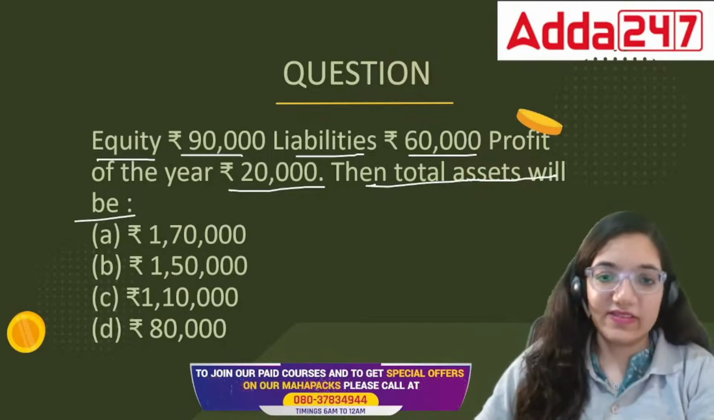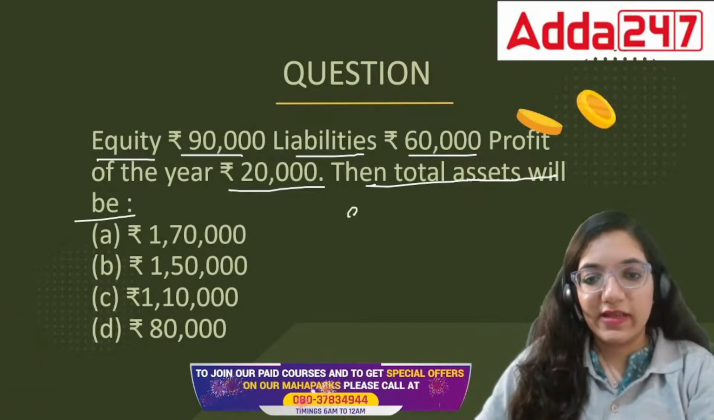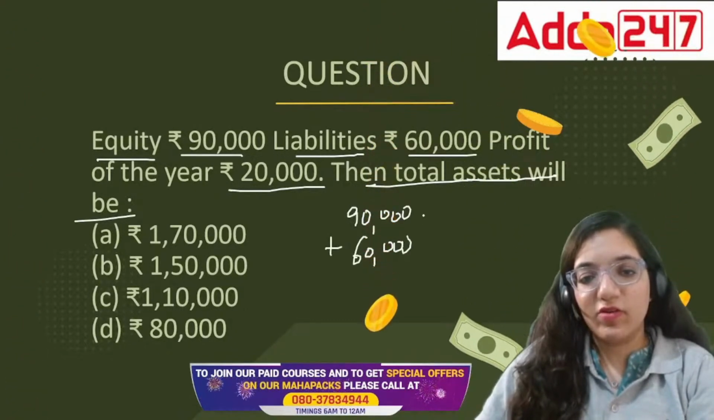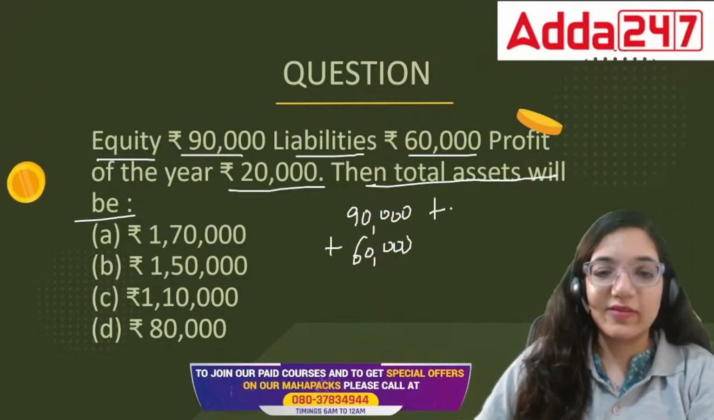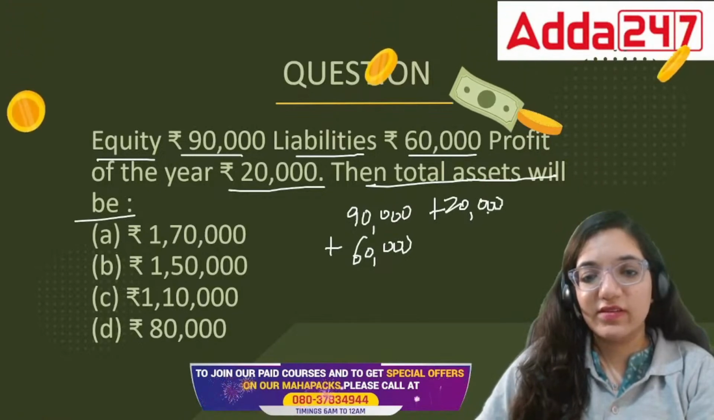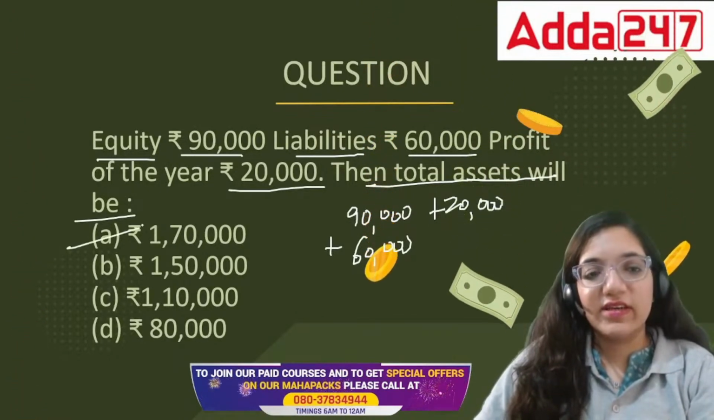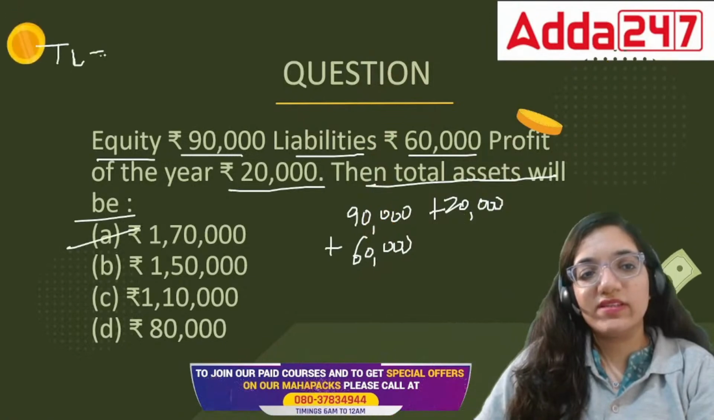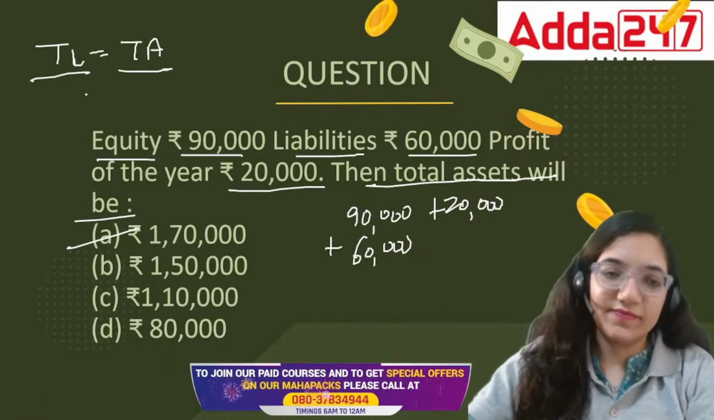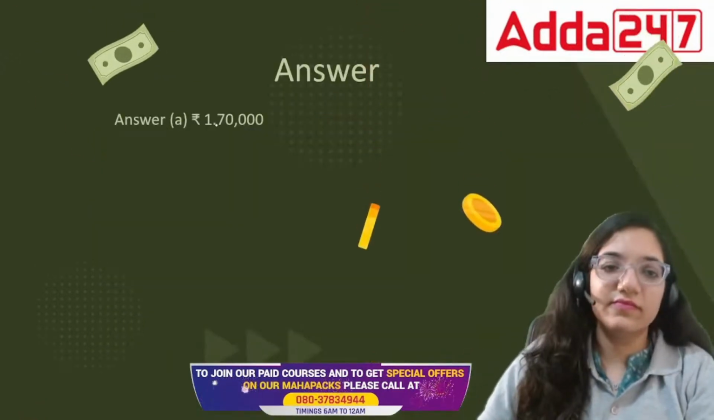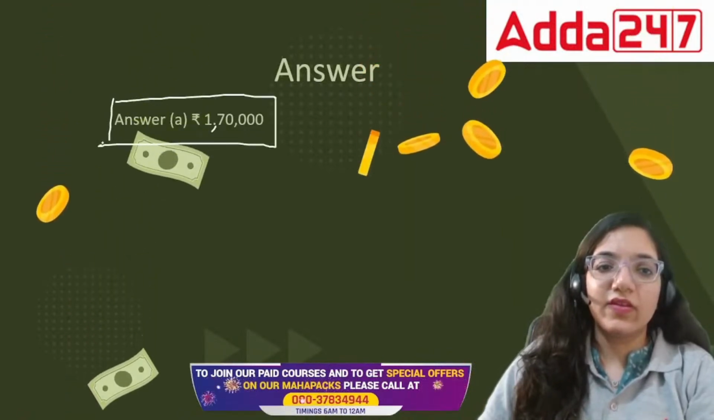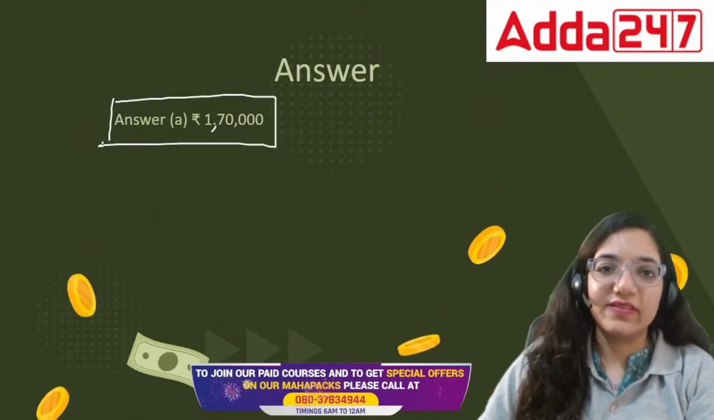Okay, let's discuss this part. 90 is the capital, 60 is outsiders' money, but along with capital we also include the reserves and surplus. So this is also to be included. So this would turn out to be 1,70,000. Why? Because total liability is equal to total assets. So the answer is 1,70,000.